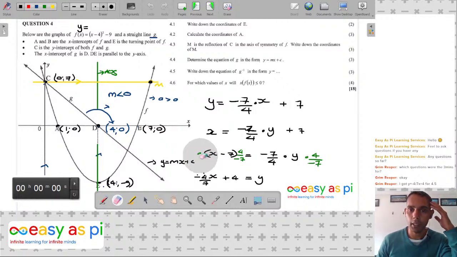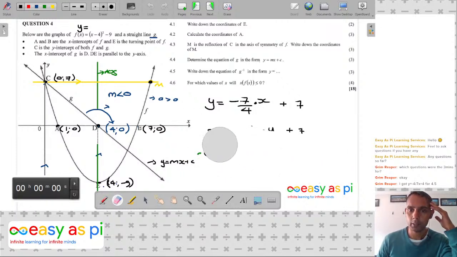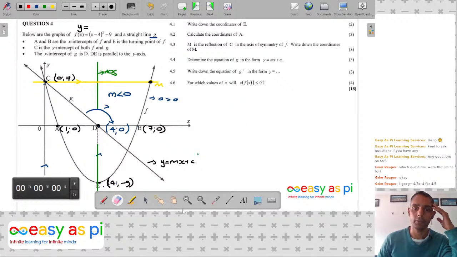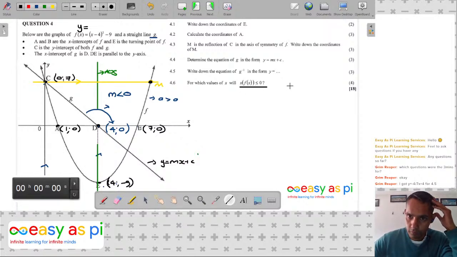And now let's go to the last part of the question, which might be a little bit difficult, but I'm going to take you through it. Okay? They say, for which values of x will x multiplied by f of x be less than 0? Okay? So in this case, what are they saying?